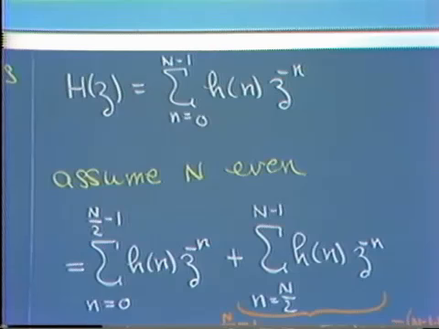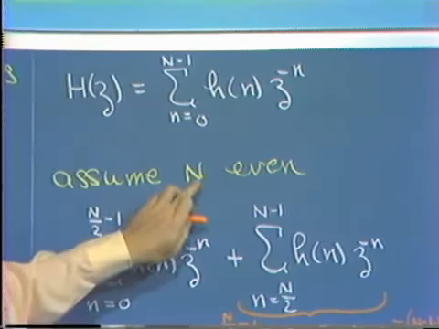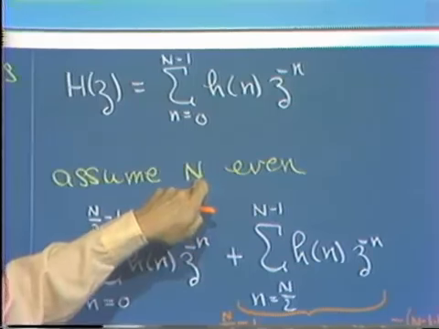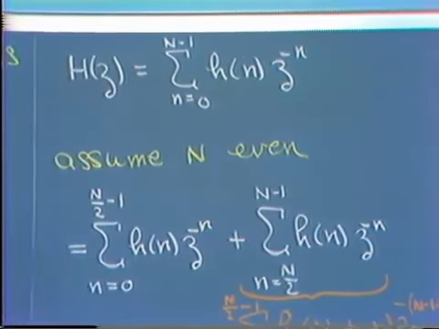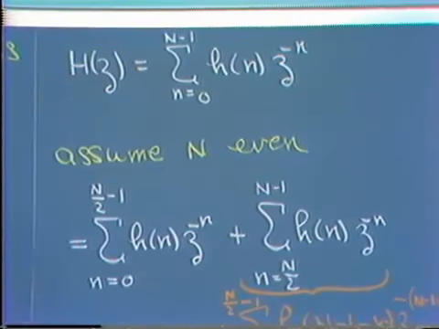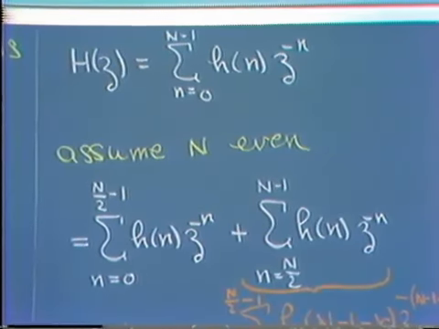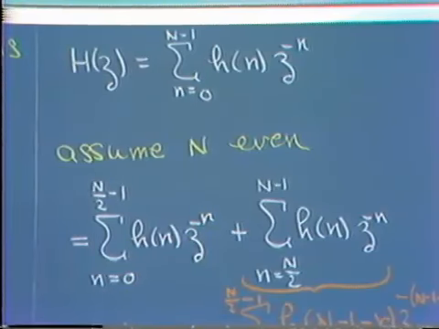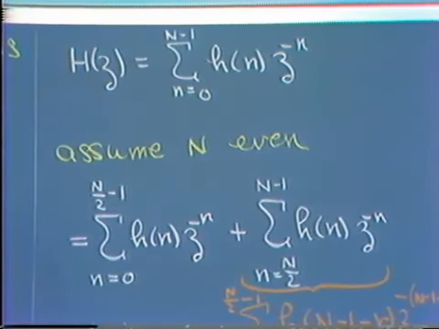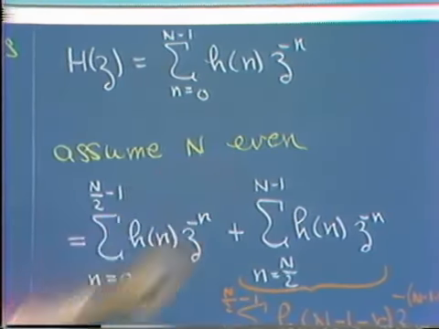Well, to show how this works, let's work through this for the case where we assume that capital N, the number of non-zero points in the unit sample response, is even. In the previous example, we had considered capital N odd. Here, in working through this, let's assume that capital N is even, and a similar derivation would apply and is gone through in the text for capital N odd.